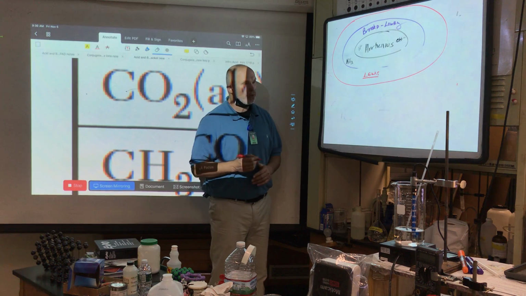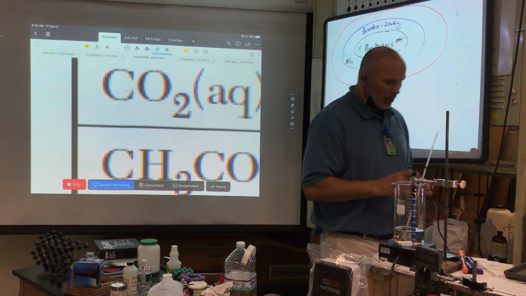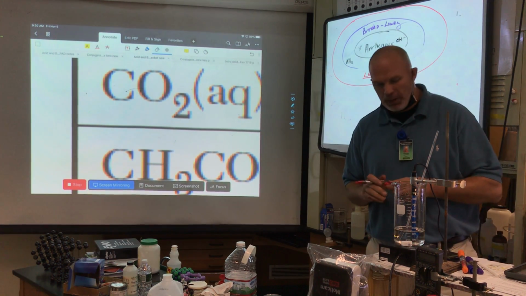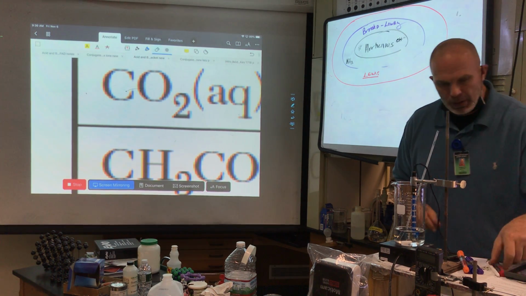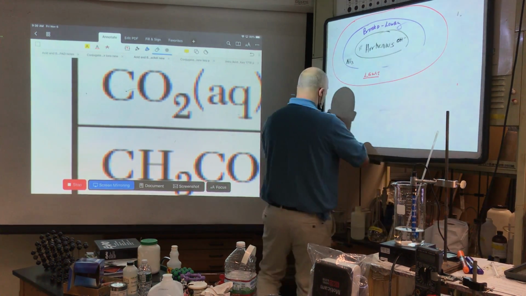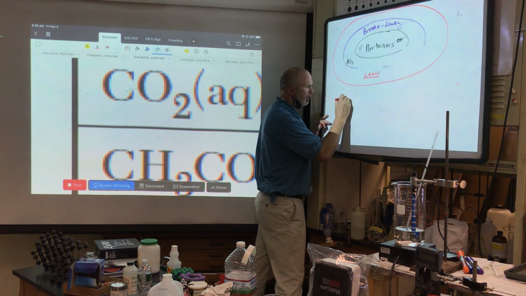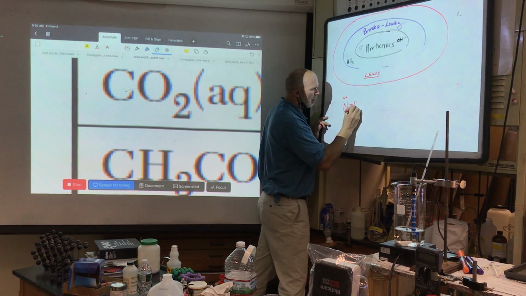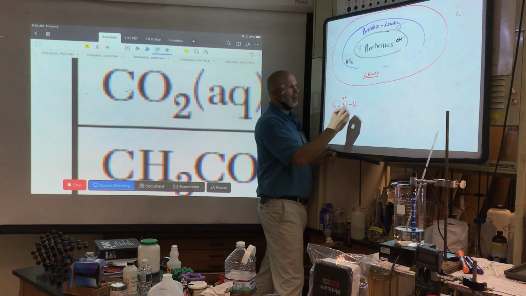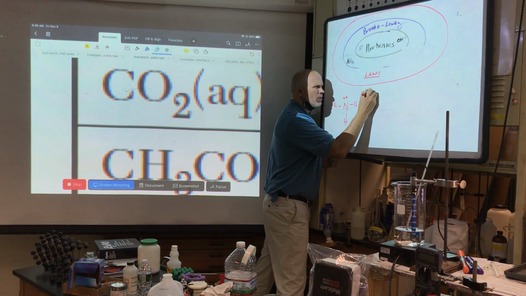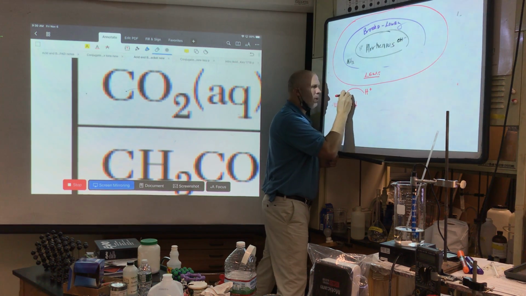Well, the Lewis definition is very simple. Now think with me for a second. We were talking about ammonia. Let's put ammonia back up. We had NH3 and a lone pair, and we said it was a base. Why? The H plus was really attracted to that lone pair.